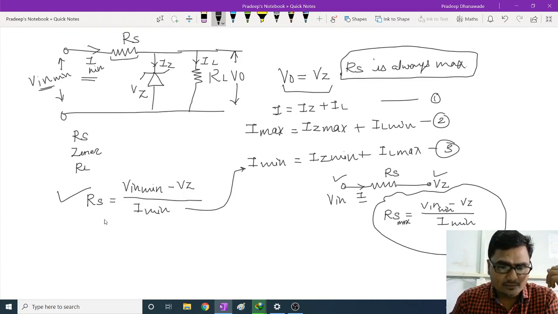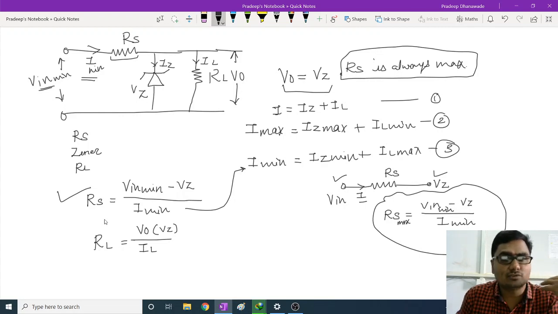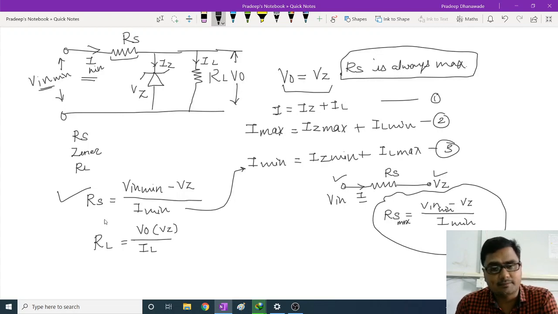Then the value of load resistor RL. How can I calculate the value of RL? Isn't it so simple? RL is equal to the voltage across the resistor. Now the voltage across this load resistor RL is obviously the output voltage VO, which is nothing but Vz, divided by the current flowing through it, that is IL. Now it's up to us whether the load current given in the design statement is stable, one value, or changing.